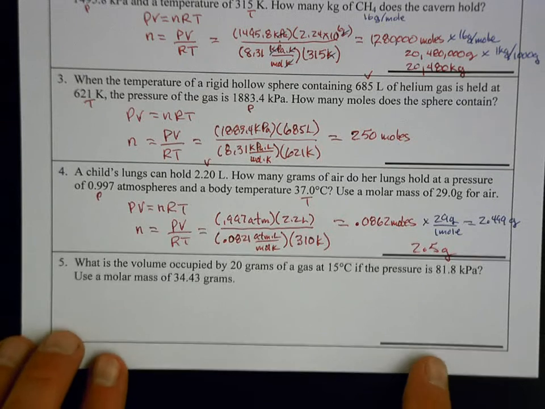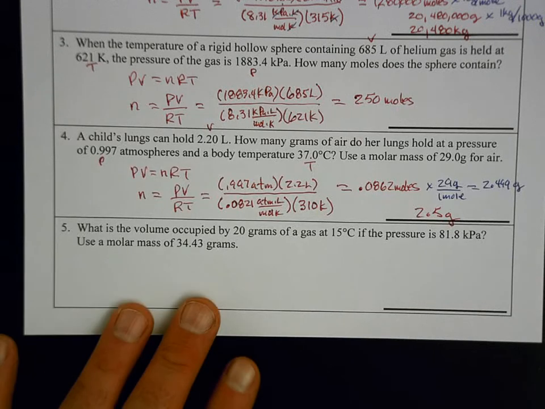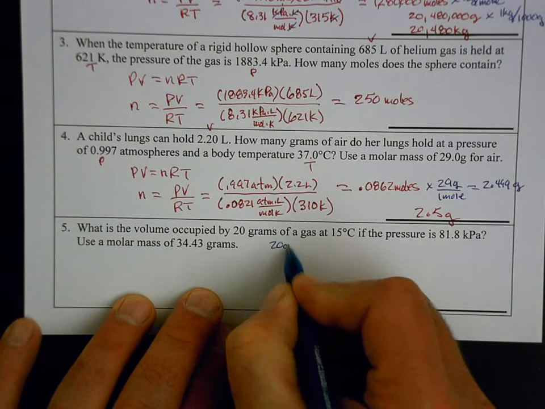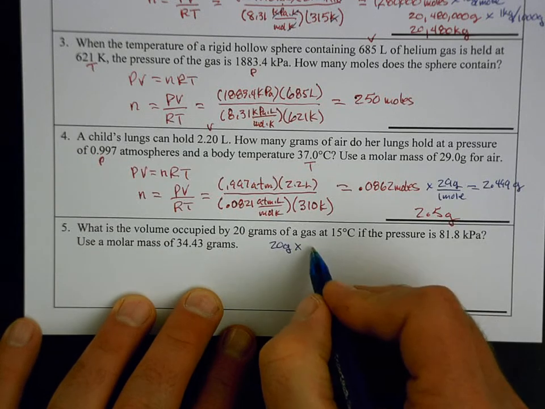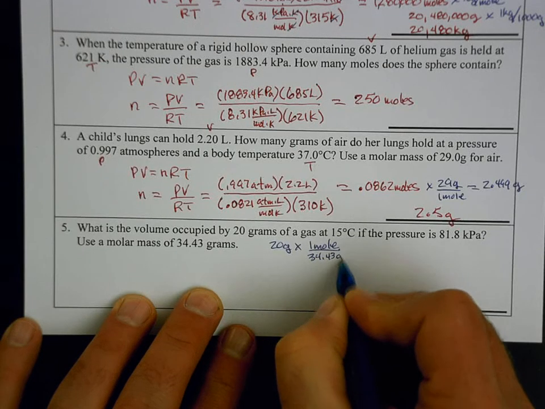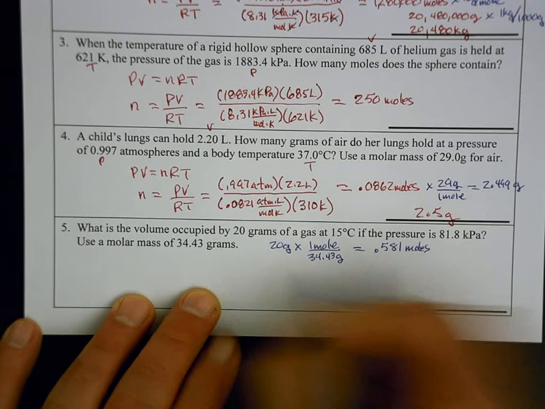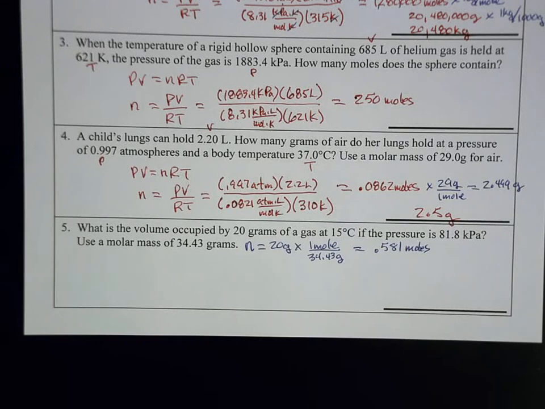All right, last one. What is the volume occupied by 20 grams of a gas at 15 degrees C if the pressure is 81.8 kPa, use a molar mass of 34.43 grams? Now, first thing is, hey, they gave me grams. Change that to moles. So I'm going to take my 20 grams, use my molar mass, so 1 mole over 34.43 grams. That comes out to be 0.581 moles. That is n, the number of moles.